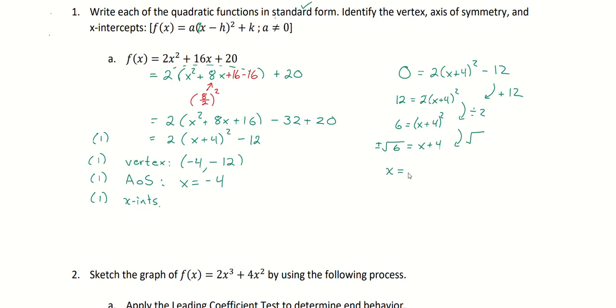Now, I'm going to do it more in a different order. I'm just going to say it's negative 4 plus or minus the square root of 6. And we can solve it. We can solve it here like this.